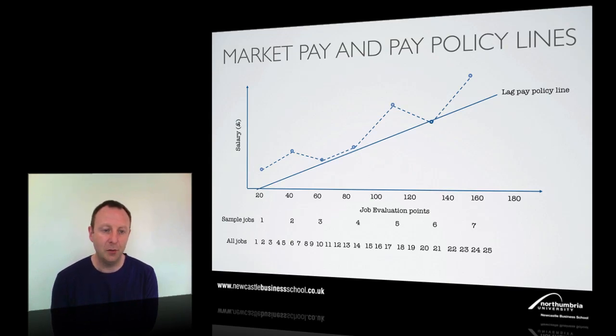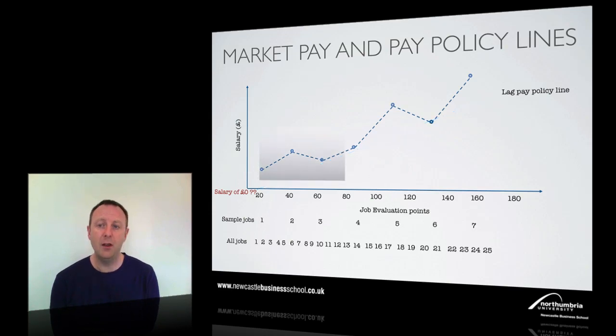Now, of course, this can lead us into all kinds of difficulties and all kinds of perverse outcomes. So, for example, here, where we have a lag pay policy, down towards the bottom end of the job structure, in the bottom 1 or 2 jobs in our job structure, attracting around 20 job evaluation points, it looks, based on our market analysis, like those jobs shouldn't be paid anything at all, which would be very difficult to advertise for. So we might need to think about taking a more nuanced pay policy approach.